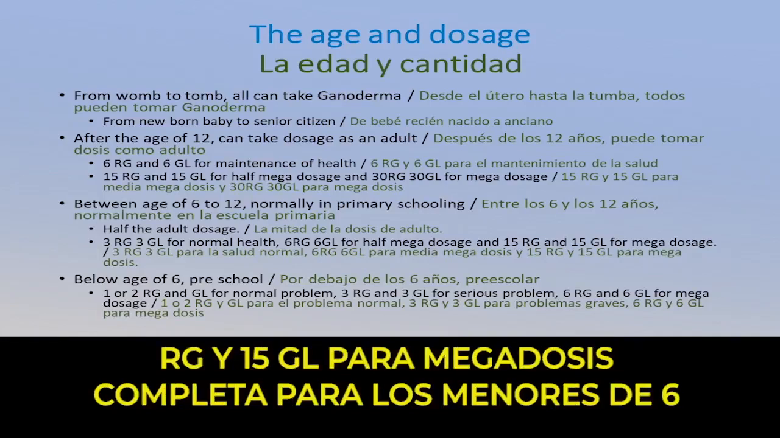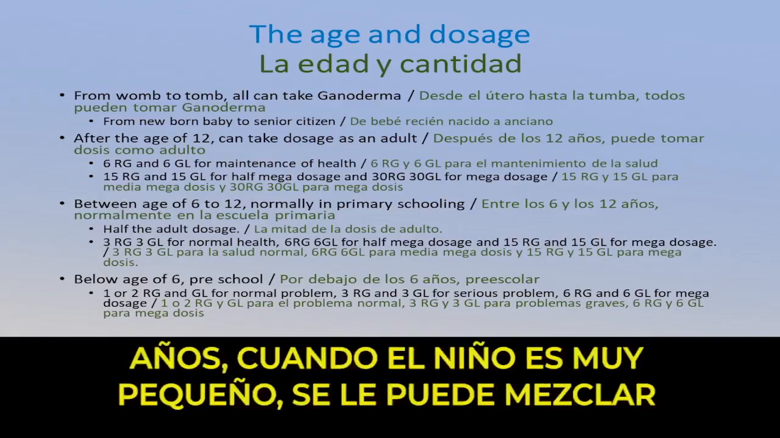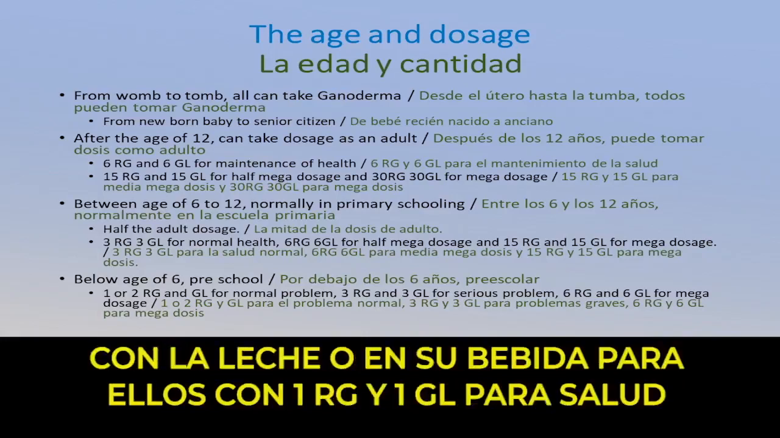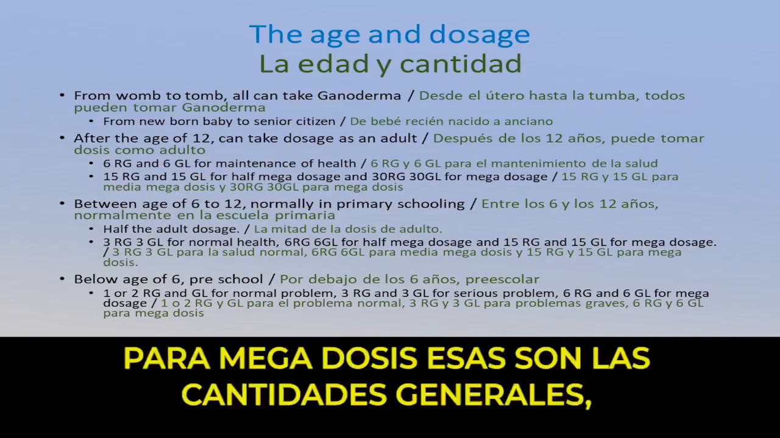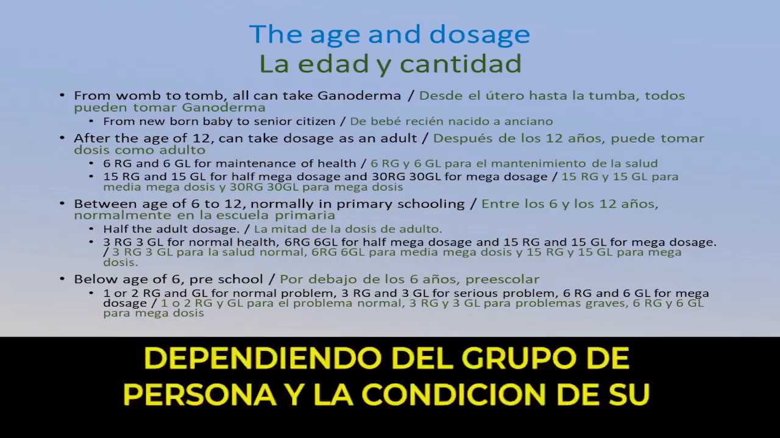For those below the age of 6, when the child is very small, we can mix it into the milk or drink for them. Maybe 1 or 2 Rg and Gl for normal problems, 3 Rg and 3 Gl for serious problems, and 6 Rg and 6 Gl for the mega dosage. So these are the general dosages, depending on the group of people and the body condition.